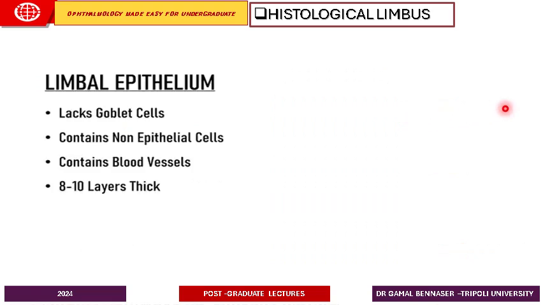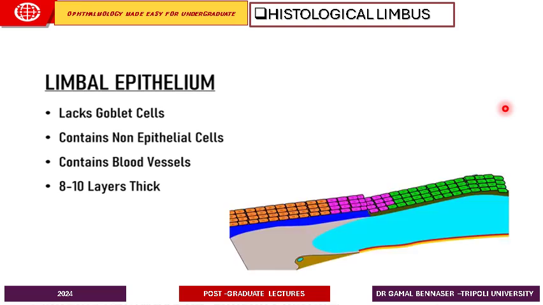epithelium. Now, if you look at the limbal epithelium, it lacks the goblet cells and it contains non-epithelial cells with plenty of blood vessels, and they are between 8 to 10 layers. And if you look at this diagram, this represents the corneal epithelium, which is noted in the green color, and this is the conjunctival epithelium in the gray color, and the mauve color here is the transitional zone, that's the limbus, the transition between the corneal epithelium and the conjunctival epithelium.